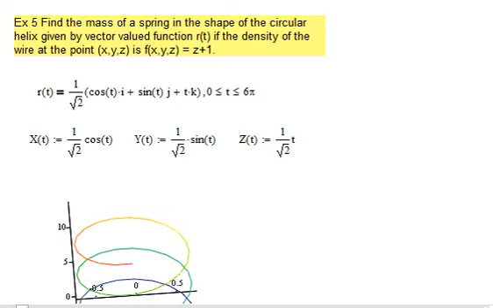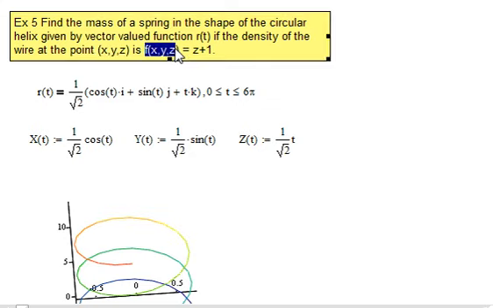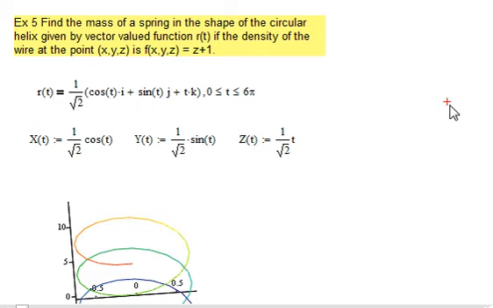So here's another pretty cool example. Find the mass of a spring that's in the shape of a circular helix given by the vector valued function r of t, if the density of the wire at point x, y, z is f of x, y, z equals z plus 1. So in other words, the density is 1 more than the point's distance from the xy plane.